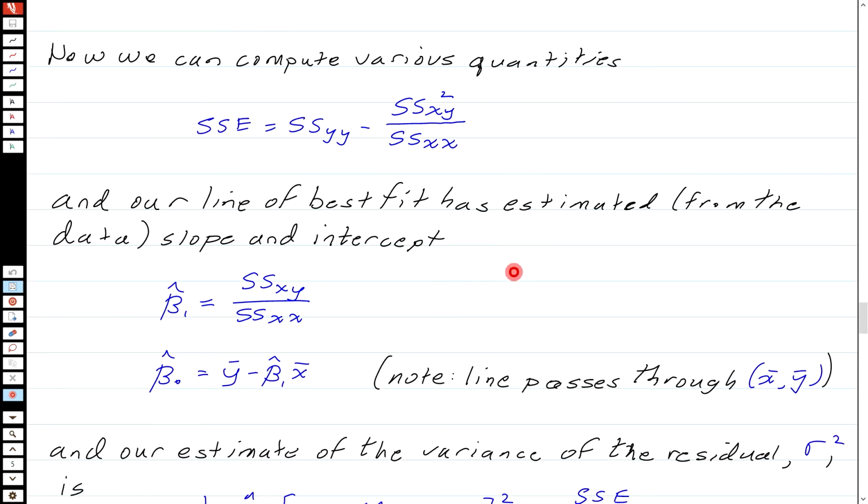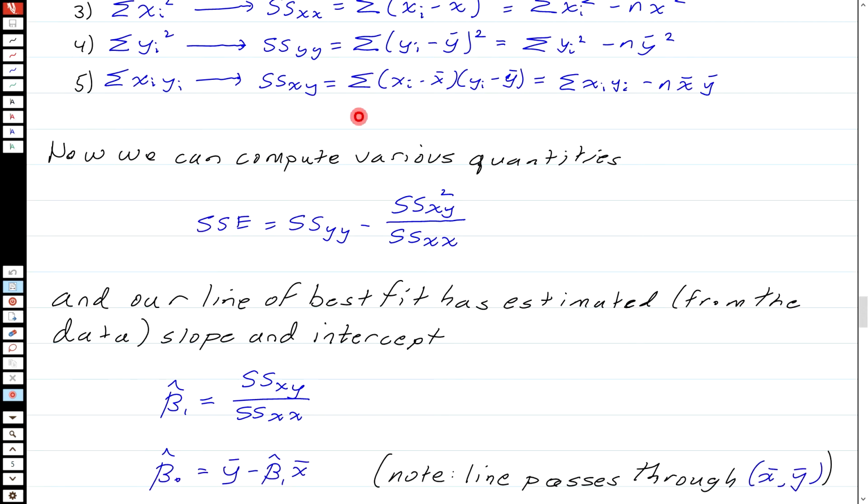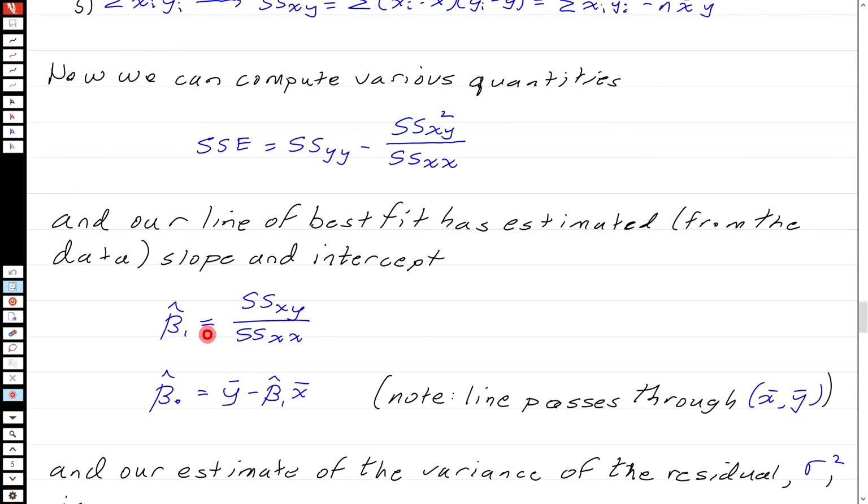Perhaps the most interesting rate at the moment is that our line of best fit can now be estimated directly from these quantities that we've computed up here. Beta 1 hat, which is the slope. And by the way, I'm putting a hat on this now because this is an estimate of the slope. We don't actually know the true slope between x and y until n goes to infinity. So this is just like x bar. The bar is indicating that it's an estimate, and in fact that estimate is random. If I take another set of observations, I'm going to get a different beta 1 hat. Okay, so the hat is just emphasizing that this is an estimate. Beta 1 hat is SSXY divided by SSXX.